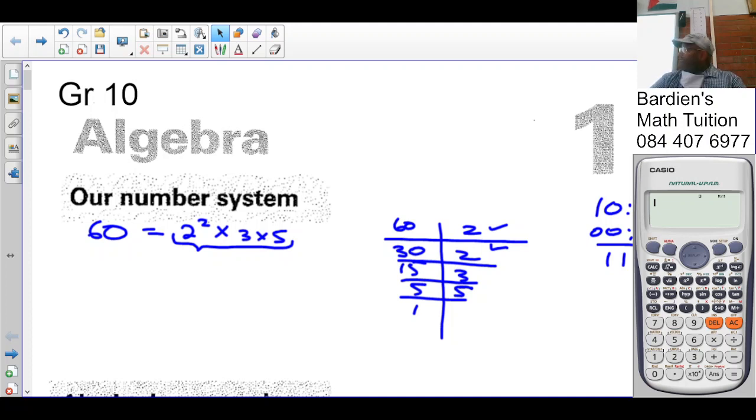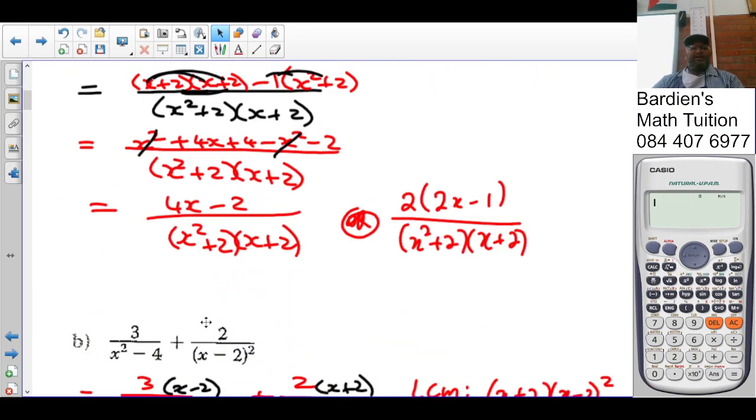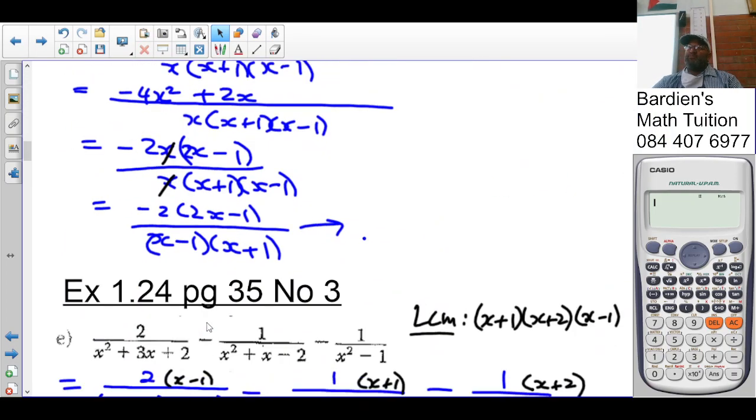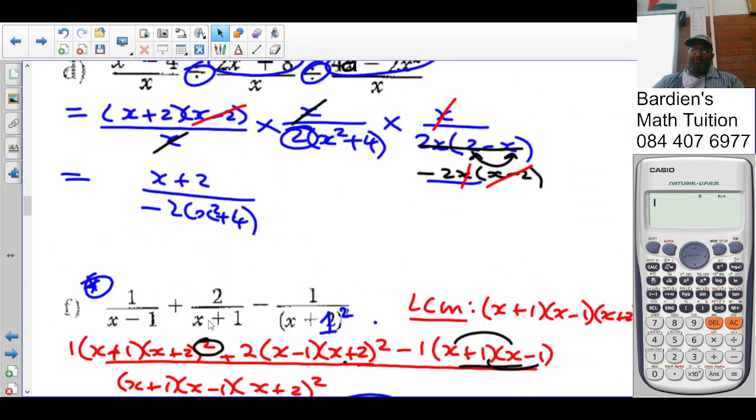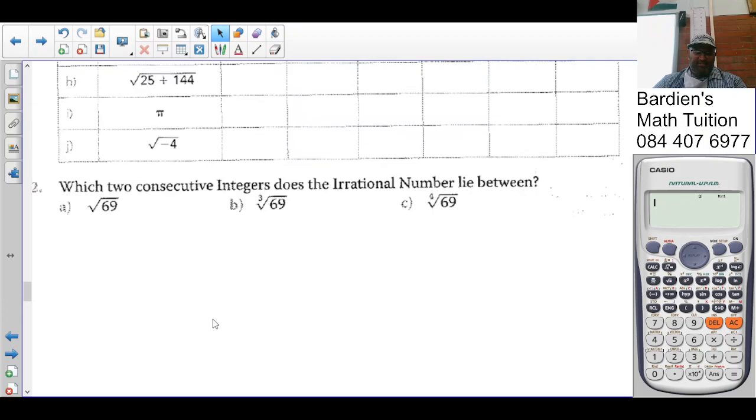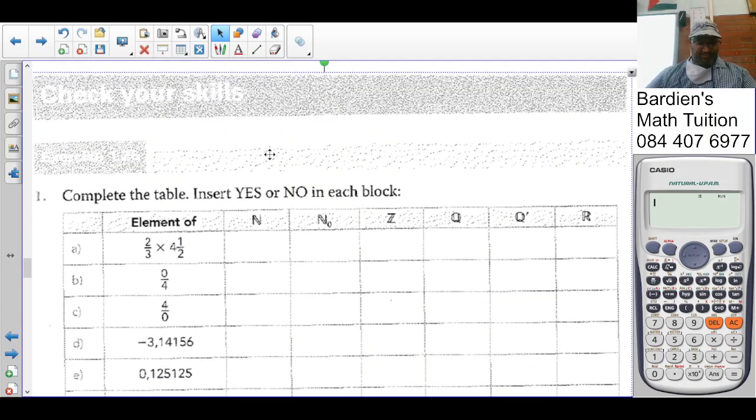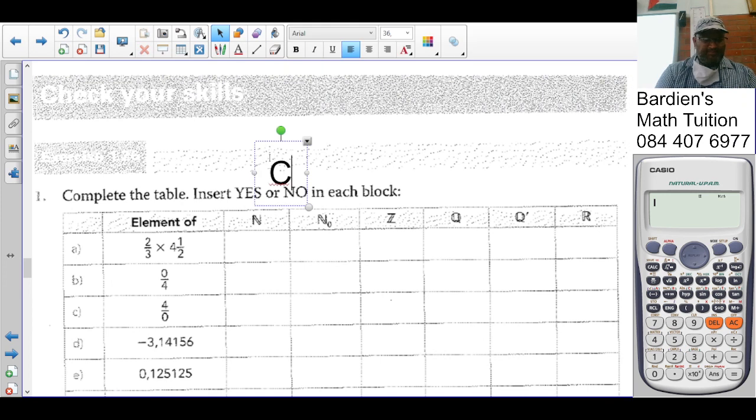This is exercise 1.26. So what I'm going to do is I'm going to do number one. I'm going to do the table. I know the table for the number system is always a point where you don't get all 5 marks or all 3 marks, whatever the marks allocated to this section is. So I'm just going to check your skills.